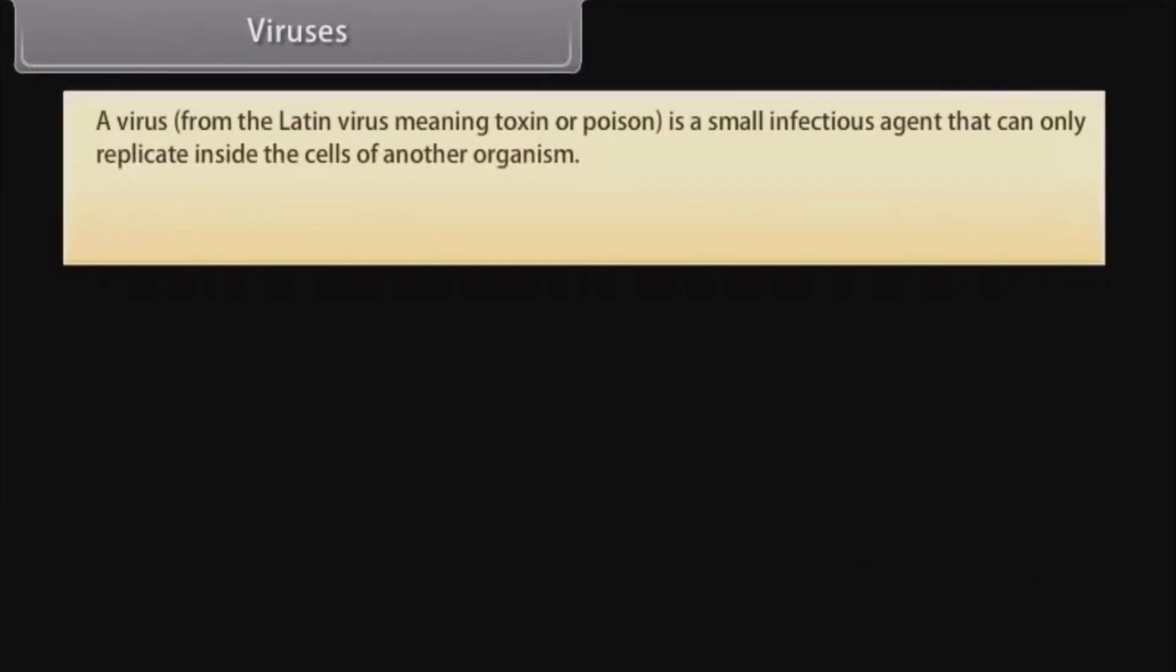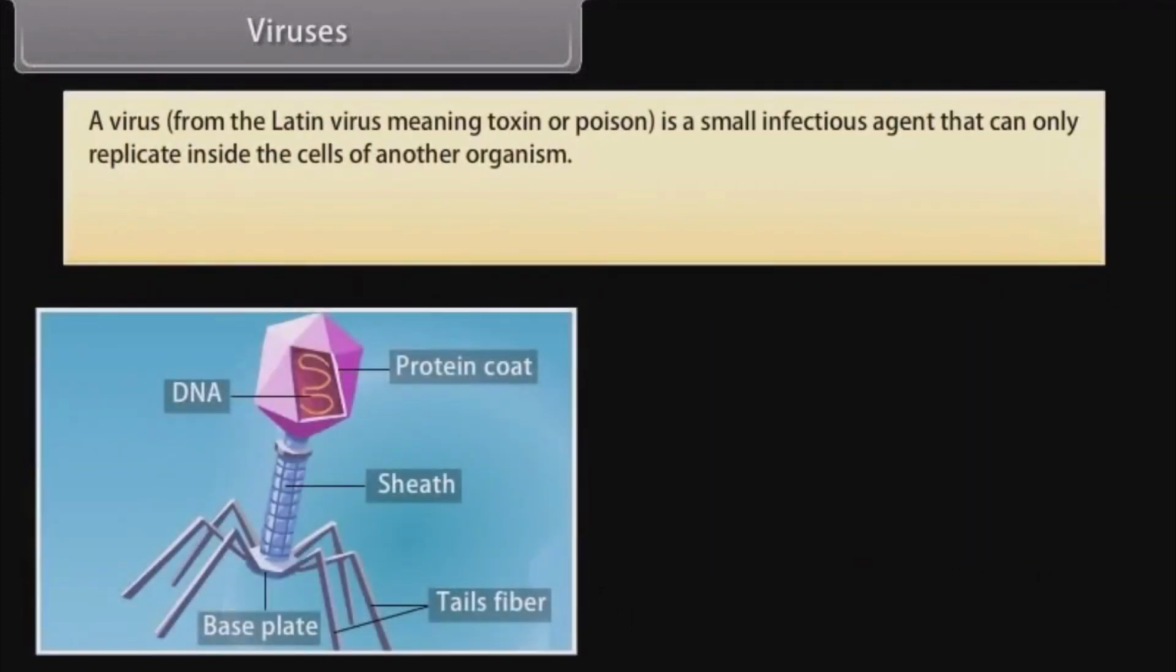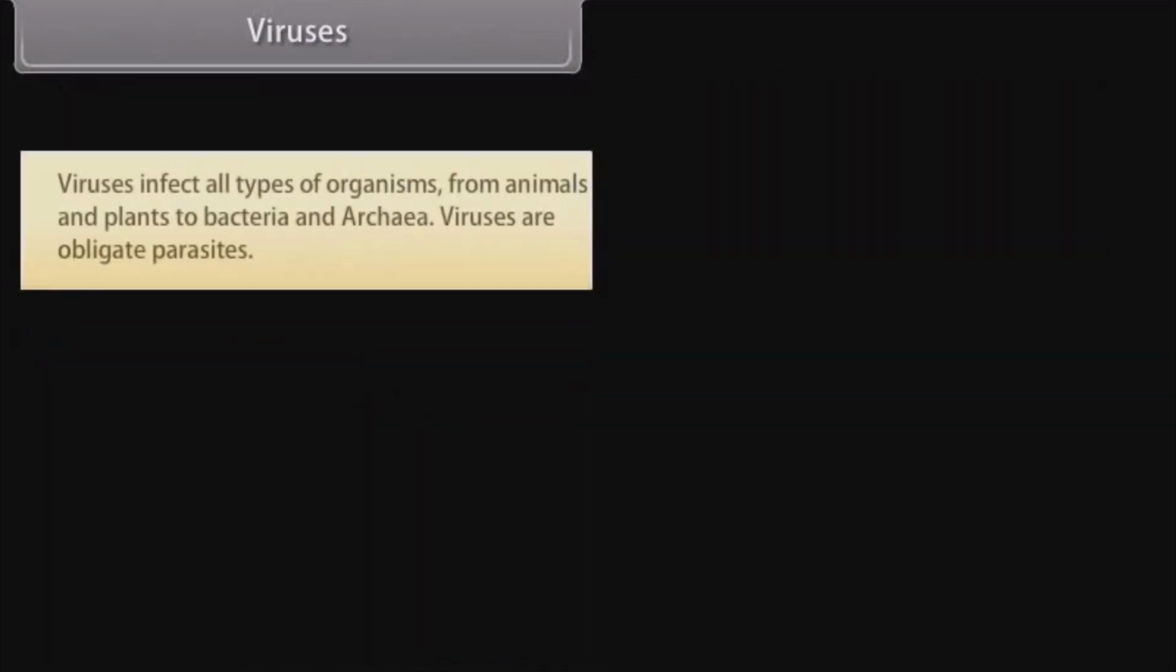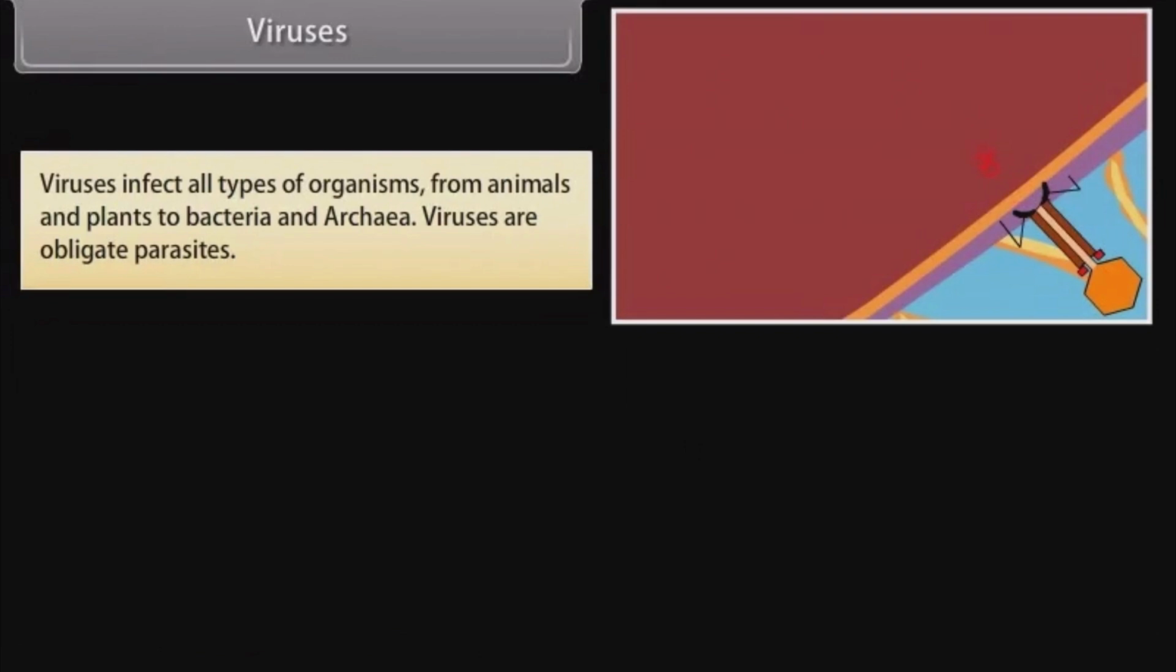Viruses. A virus is a small infectious agent that can only replicate inside the cells of another organism. The viruses are non-cellular organisms that are characterized by having an inert, crystalline structure outside the living cell. Viruses infect all types of organisms, from animals and plants to bacteria and archaea. Viruses are obligate parasites.